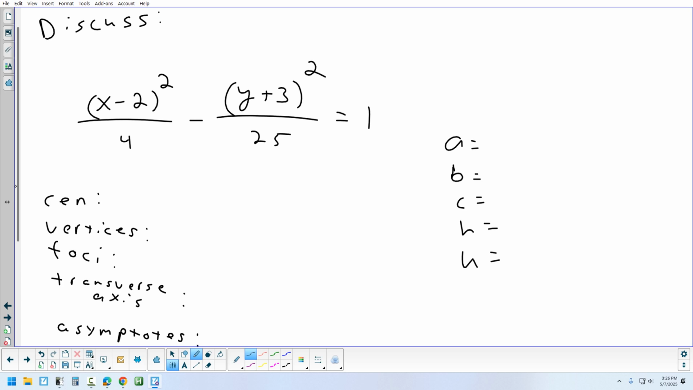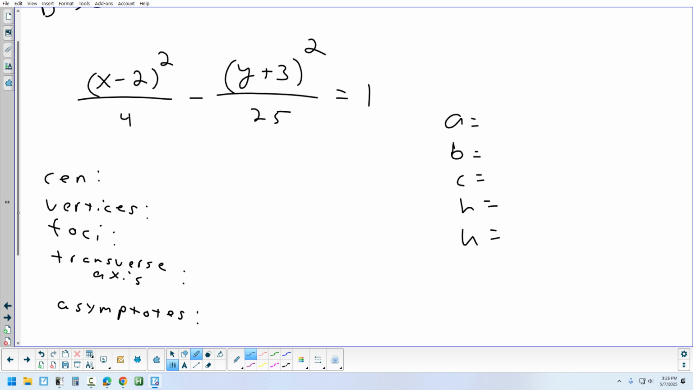All right, so next one we're going to take a look at is discussing this equation. This is a hyperbola because it has the minus sign in between, and each letter is squared. Out of the 5 letters on the side, which one could we find first pretty quick? The H and the K. Yeah, what's the H going to be? 2. H is going to be 2, because that's the number after the minus. And what about the K? Negative 3. Yes.